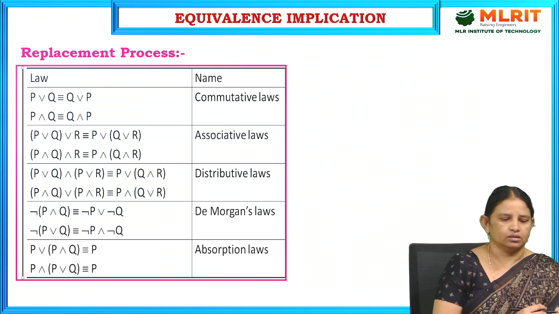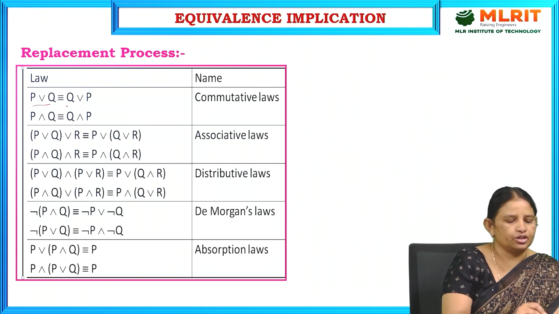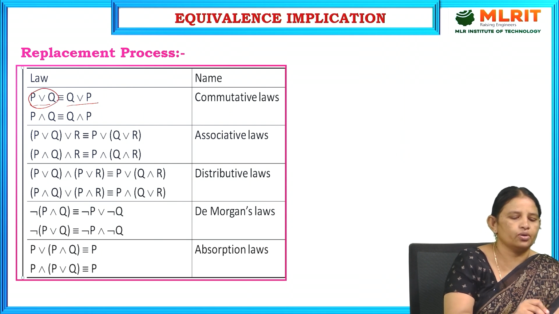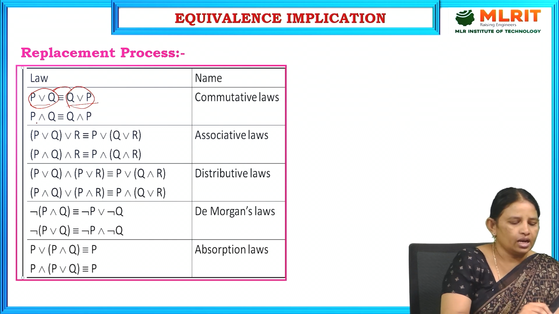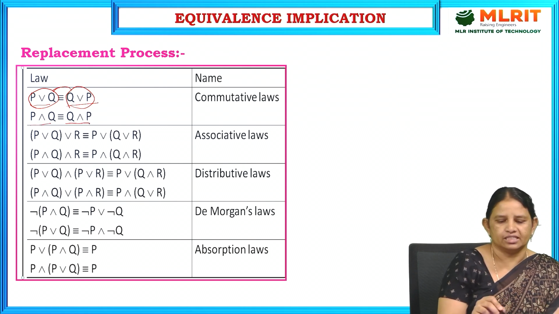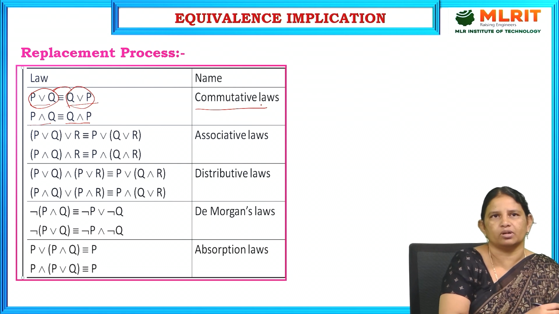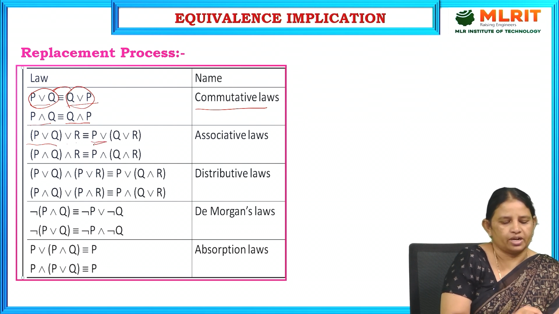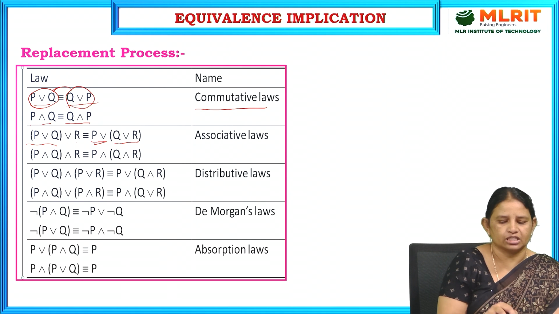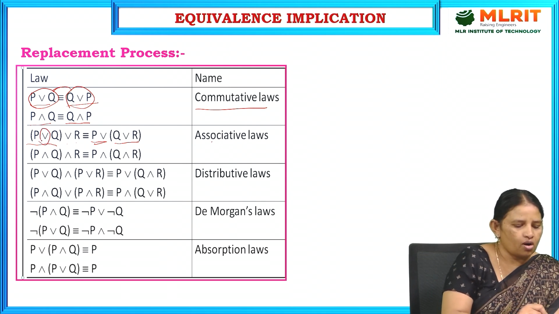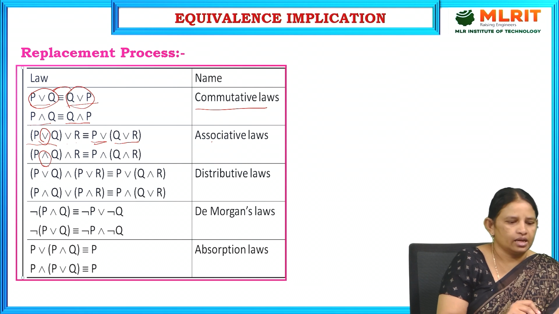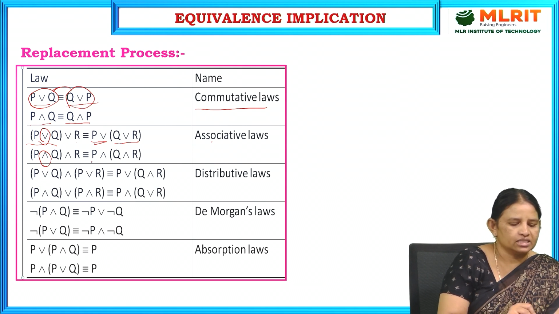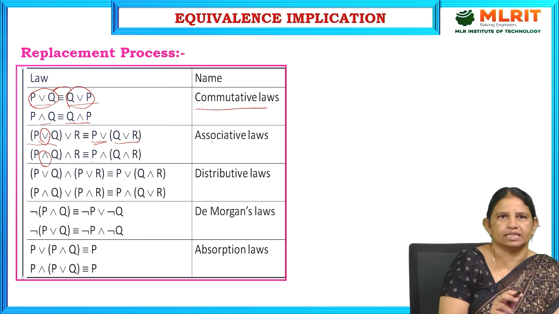Coming to the remaining laws, P or Q is equivalent to Q or P. That means in place of P or Q, we can replace it with Q or P, because these two are equivalent. P and Q is equivalent to Q and P. This is called the commutative law. Next, the associative law: P or Q or R. Then P is separated and Q or R is grouped. That is the associative law. The same thing with and in place of or: P and Q and R, then P is separated, and Q and R is taken as a single proposition.